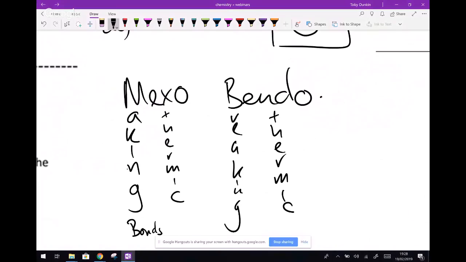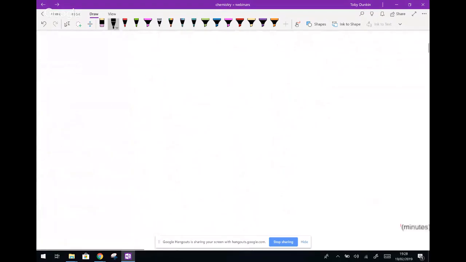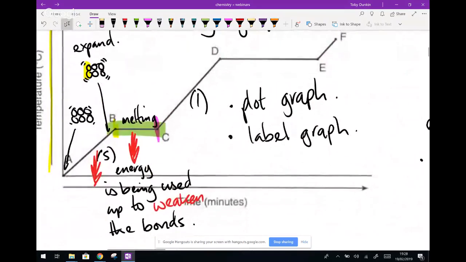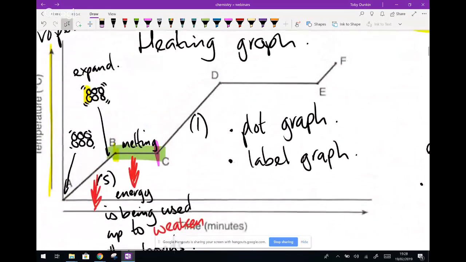Do the particles actually expand bigger, or just the space? Oh my God, Tiffany, the particles do not get bigger. It is just the space between them. The particles do not grow. They're just vibrating more. So it's nice, the energy is actually being used up to weaken them. Next one. Yeah, particles don't expand. That is correct. Particles are particles.